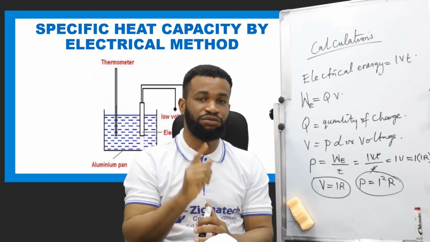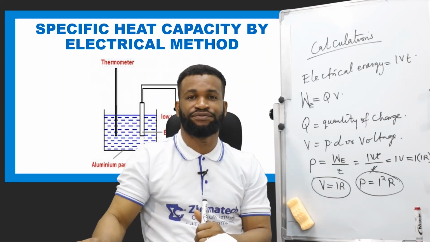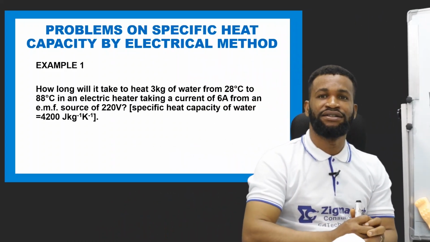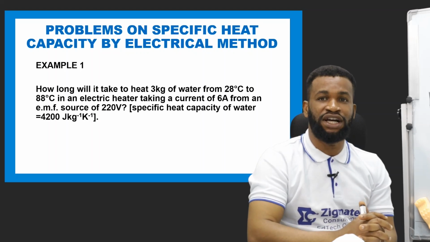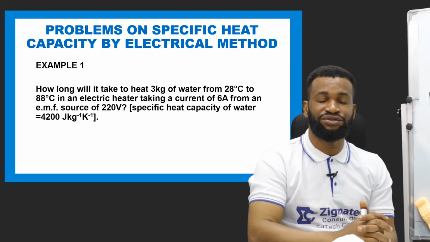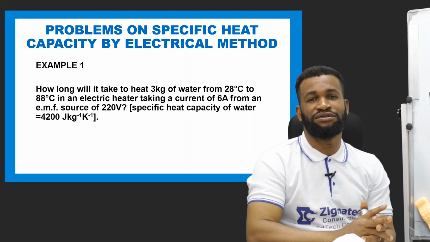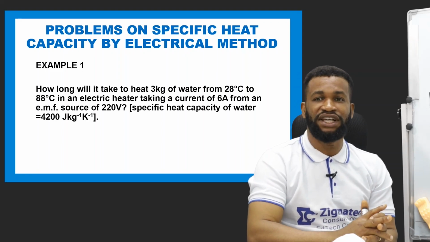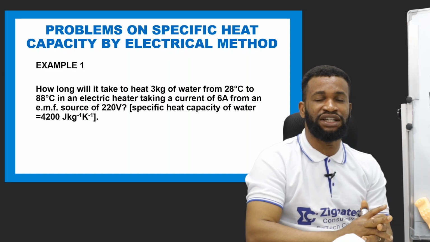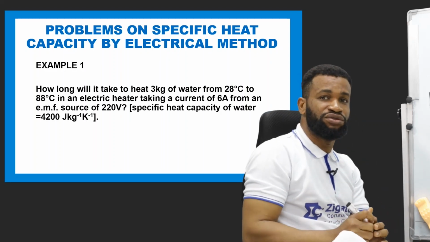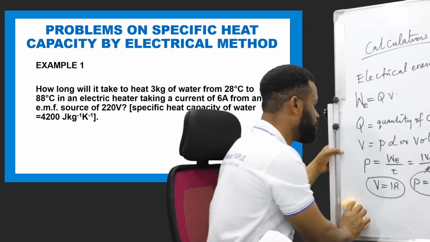So let's kickstart with one of these examples. How long will it take to heat 3 kg of water from 28 degrees Celsius to 88 degrees Celsius in an electric heater, taking a current of 6 ampere from an EMF source of 220 volts? The specific heat capacity of water is 4,200 joules per kilogram per Kelvin. So what are we going to do in this case? Let's go.